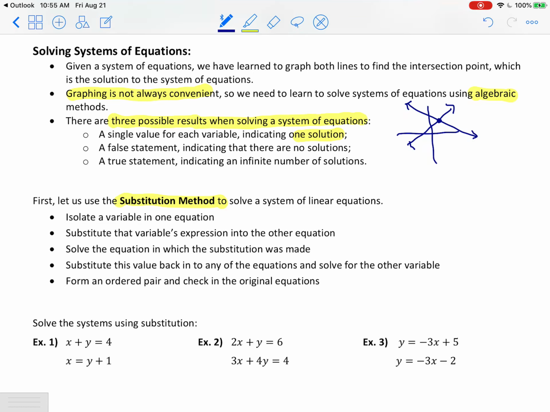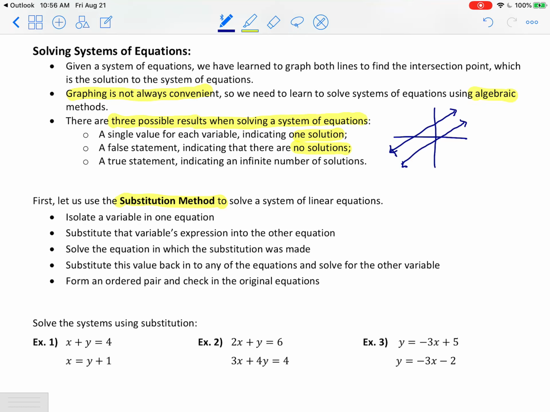We also have a no solution. And if you guys remember, on the no solution, we're really talking about parallel lines. If we have two lines that have the same slope, they're going to go the same direction. Those lines are never going to cross. Therefore, there is no intersection point. So that's what we're talking about with the no solution.